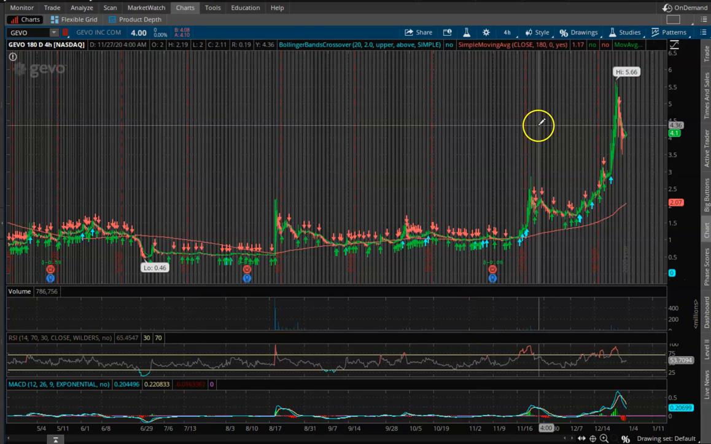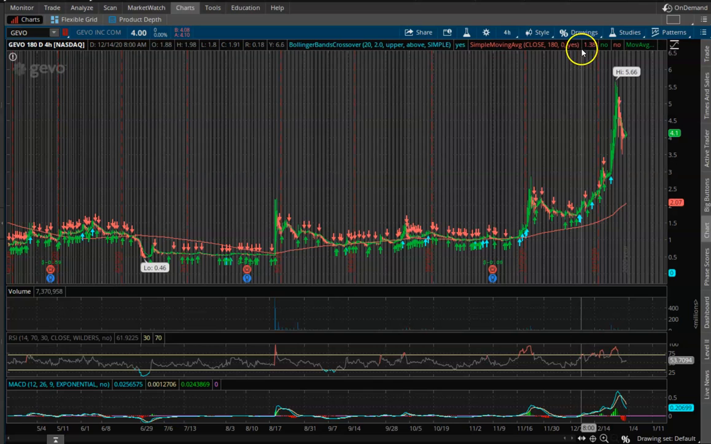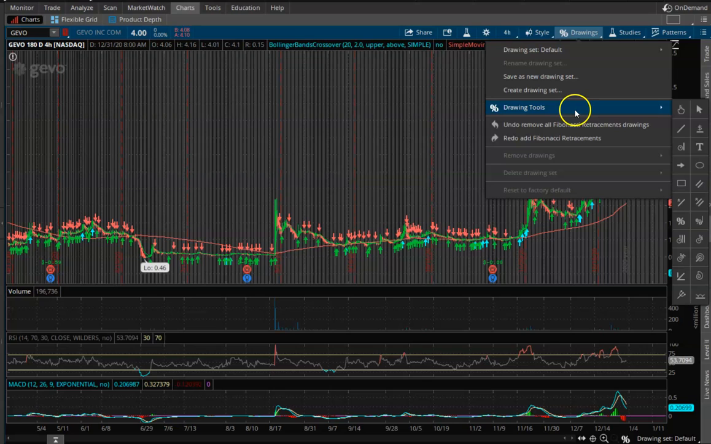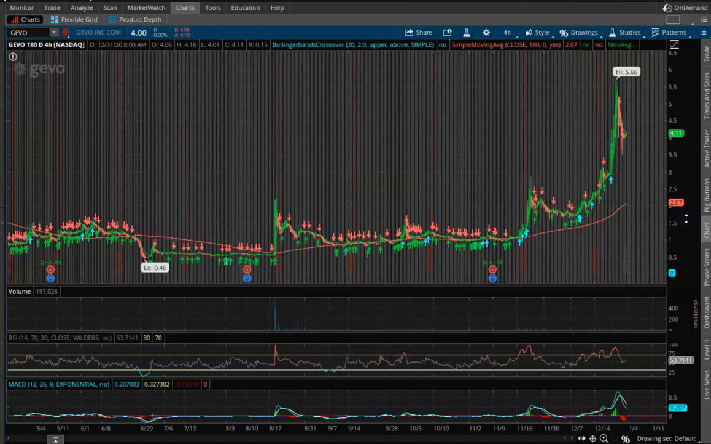Okay, so first thing I'm going to do is go to my drawing tools, and I'm going to look for the little percentage icon, which is here, Fibonacci retracement. And I'm going to click on that. The time frame that I'm on is the 180-day 4-hour time period, and if you don't know where that's at, it's up here. You can set up your time frames.